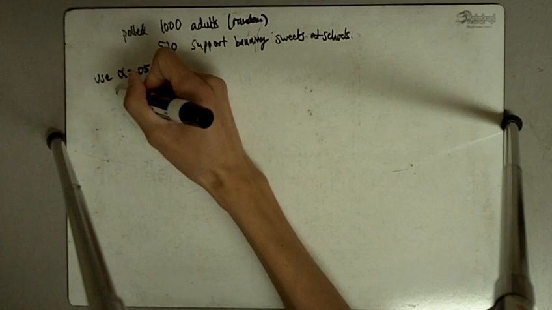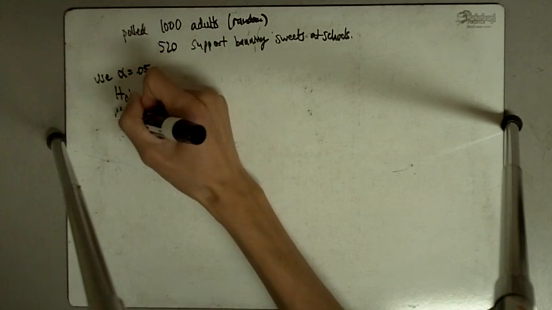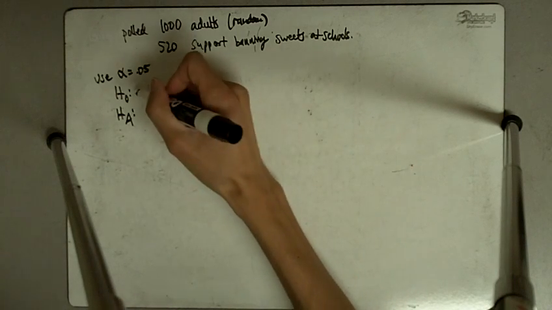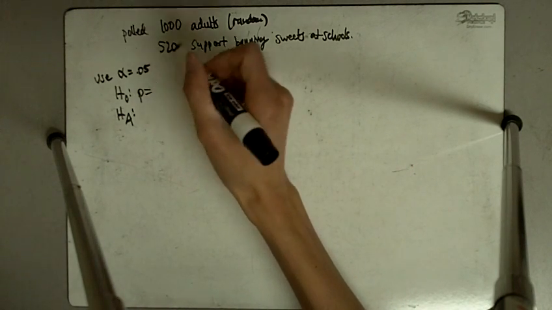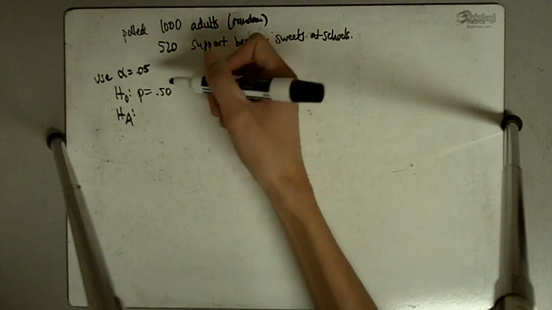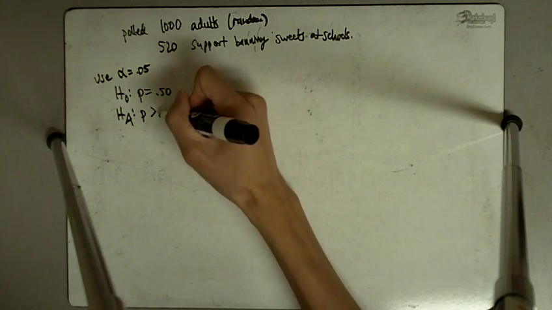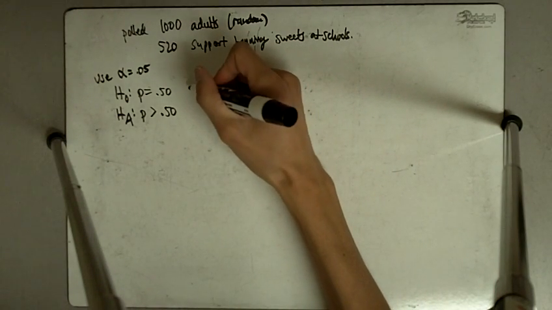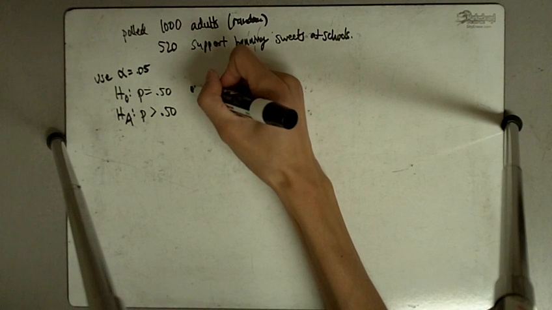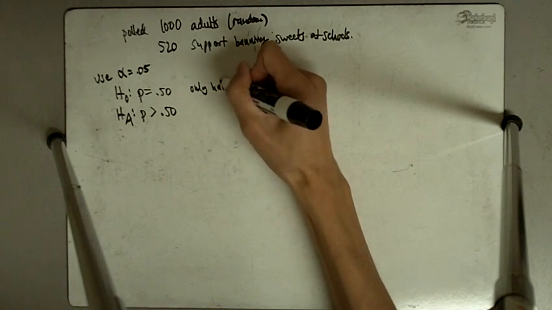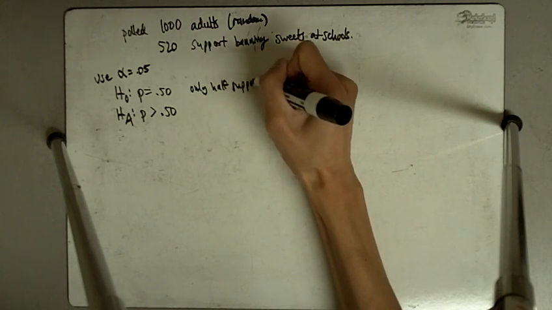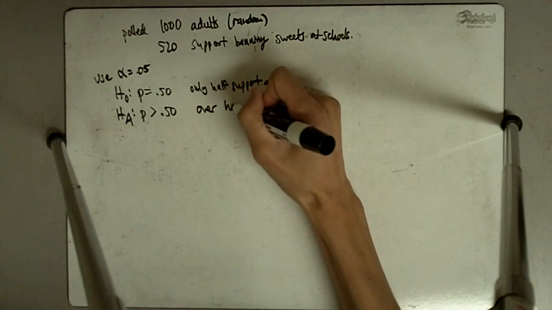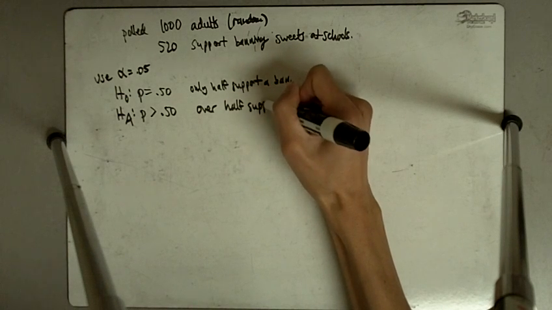So we have to test our null hypothesis and our alternative hypothesis. Our null is that only 50%, that the proportion who support a ban is equal to 50%, and the alternative is that more than 50% support a ban. Okay, so this is only half support a ban, and this is over half support a ban.